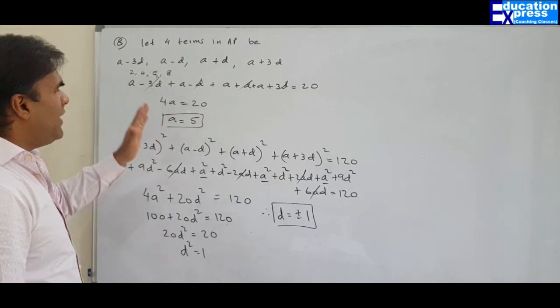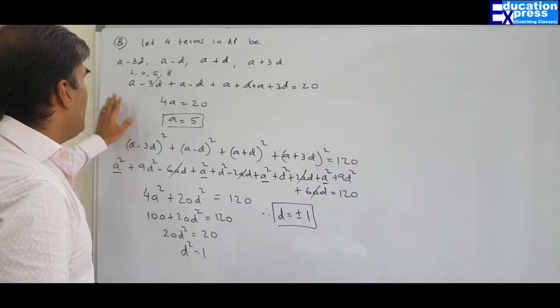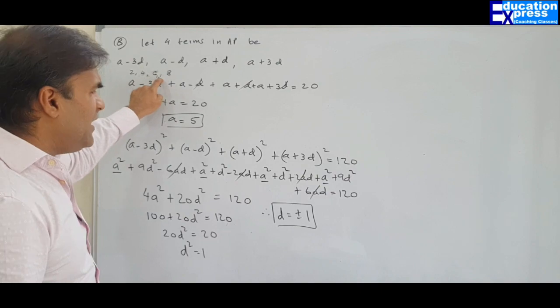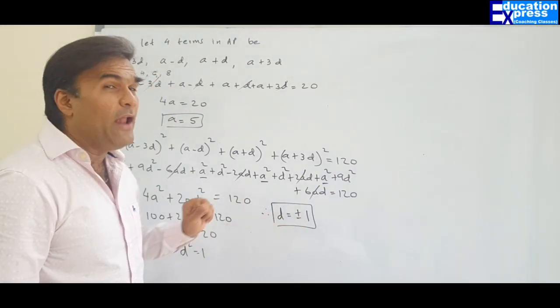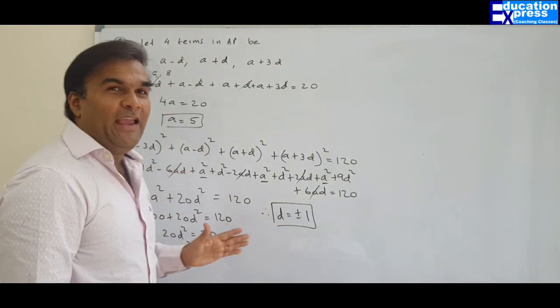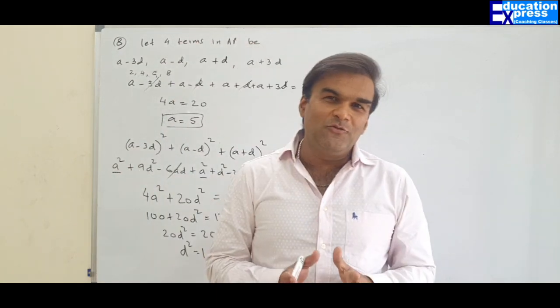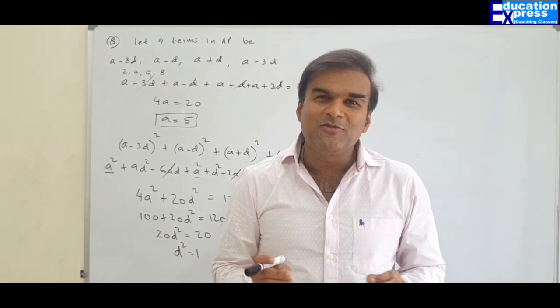And when you take their squares, it's going to be 120. So my dear friends, your series will be 2, 4, 6, 8. And when you take d as negative 1, it's going to be 8, 6, 4 and 2. That's how it's going to be. I hope this question was very interesting.